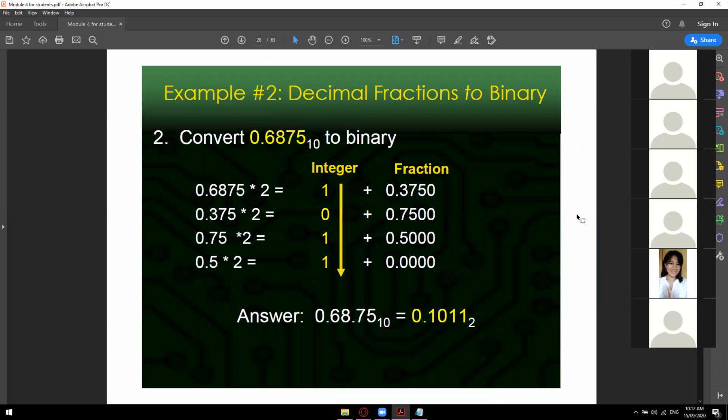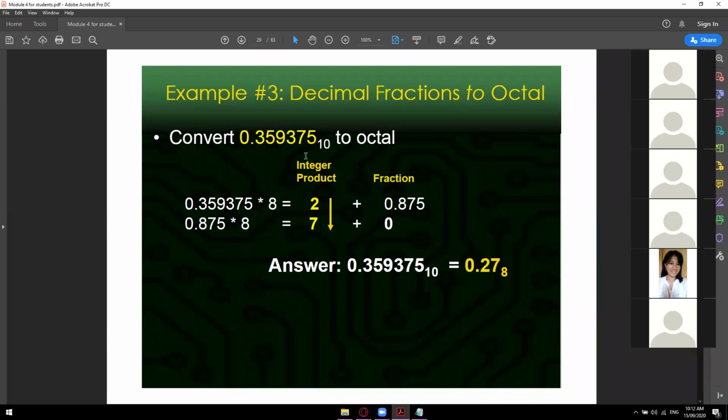Yeah, it's good. Alright. So next one is convert this decimal fraction to octal. So ngayon, octal na yung kailangan natin pag-convertan. So ngayon, ang gagamitin natin multiplier is 8. Okay? So 0.359375 times 8, then you'll get 2.875.